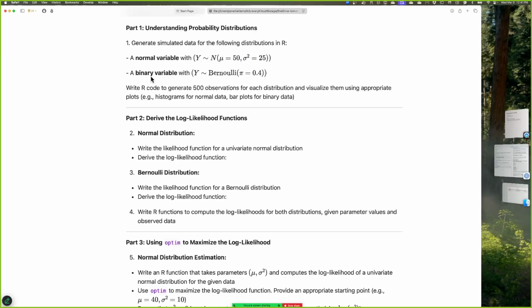So input again for normal, mean and variance. You tell it a mean and variance. It also needs your data, so your vector of data. So mean, variance, and data go in, out comes the likelihood or log likelihood. For Bernoulli, a little bit simpler, just the parameter pi goes in, the probability, its mean, and data. So pi and data go in, and out comes the log likelihood.